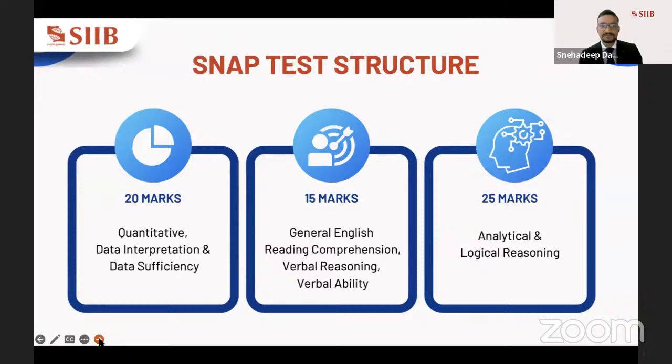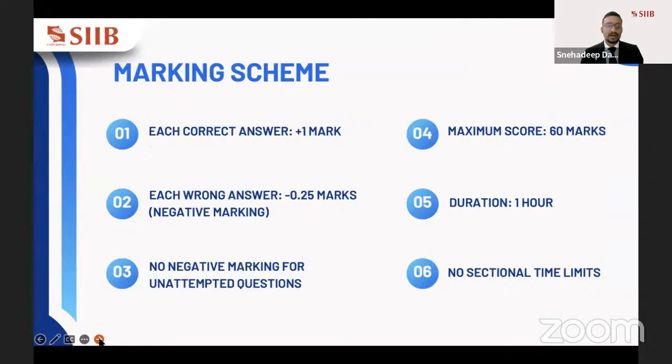Next slide, please. So the marking scheme is, for each correct answer, it's a positive 1 mark, and the maximum score that you can achieve is obviously 60. Any negative answer is minus 0.25. The duration is 1 hour. As I said, it's a time intensive exam, 60 marks in 60 minutes. There are no negative marks for any unattempted questions. And the best thing is that there are no sectional time limits.